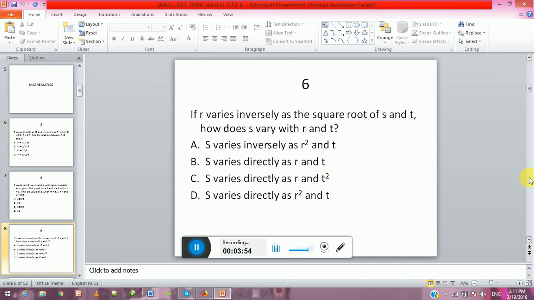If R varies inversely as the square root of S and T, how does S vary with R and T? A. S varies inversely as R squared and T. B. S varies directly as S and T. C. S varies directly as R and T squared. D. S varies directly as R squared and T.